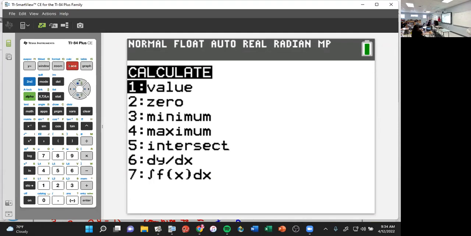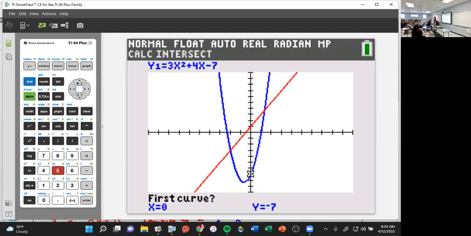Intersection. Okay. 3 questions. Question number 1, what's the first curve? Look up at the top. Is that one of the curves? Yes. Enter. Question number 2, second curve. Did it change on us? Is it now on the second curve? Even though it's a straight line, it's always called a curve, okay? Is that the second one? Enter.